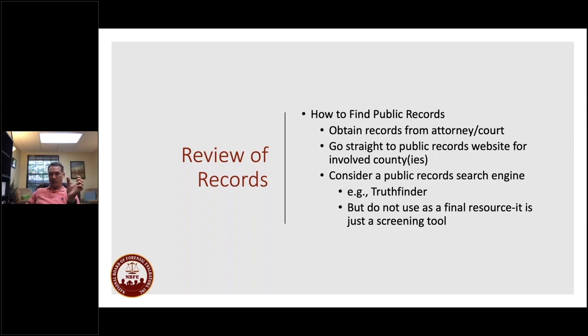So if you get a hit when you use that, then you look at where's the source. And let's say it says Hillsborough County Public Records. Then you go to the Hillsborough County Public Records database, and then you search there. So all it does is narrow your search down for you, but then you still have to go to the original source.